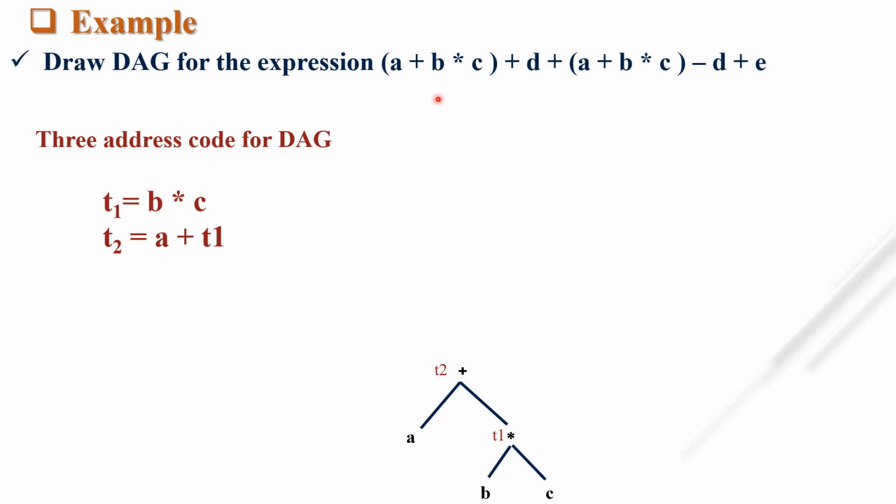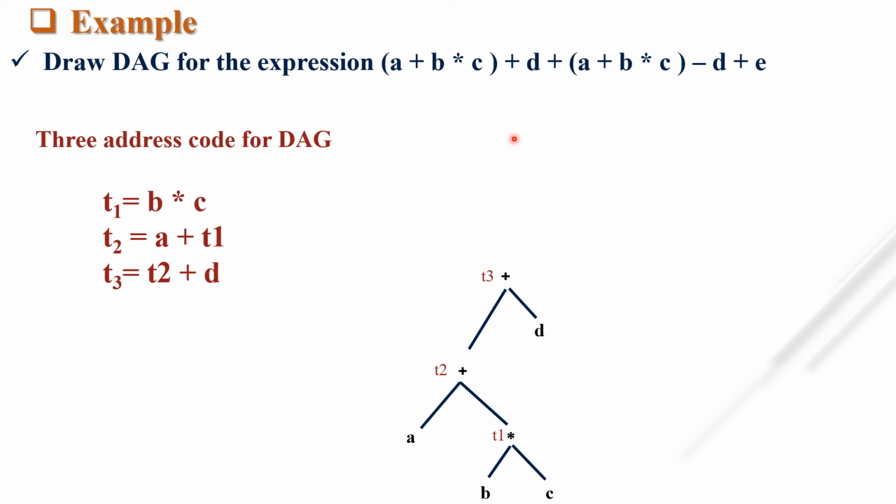Which sub expression will be evaluated next? The answer of A plus B into C, which is stored in T2, will be added with D. But D is on the right hand side, so we have to draw the arrow on the right hand side. So what is our T3? T3 equal to T2 plus D.